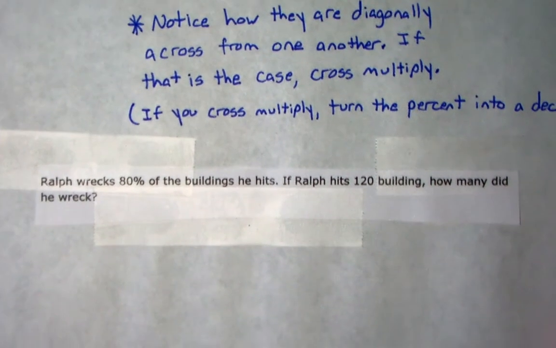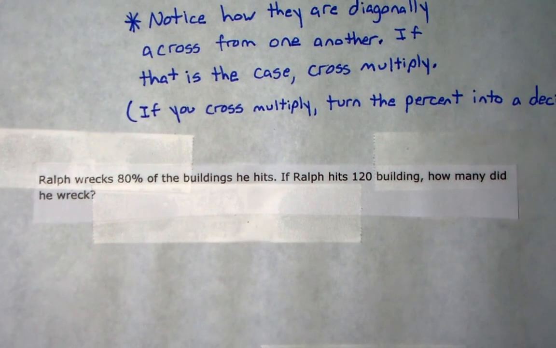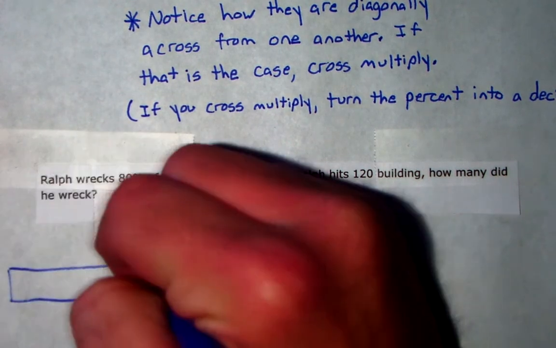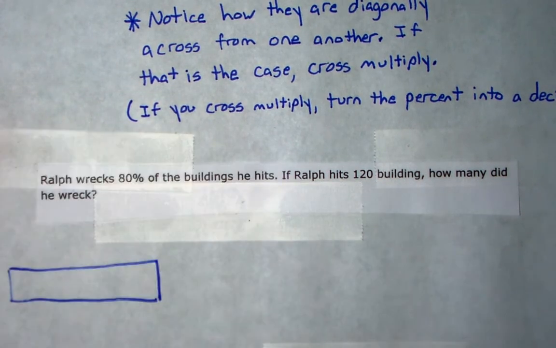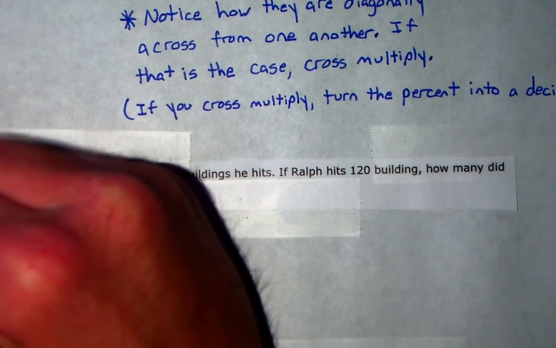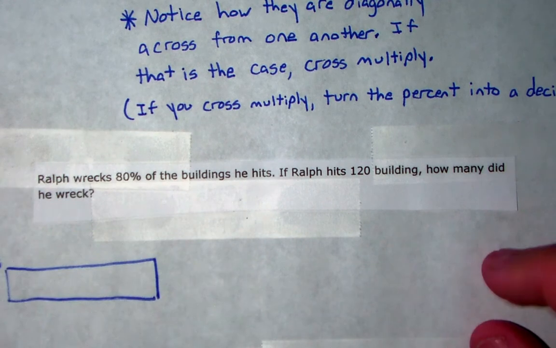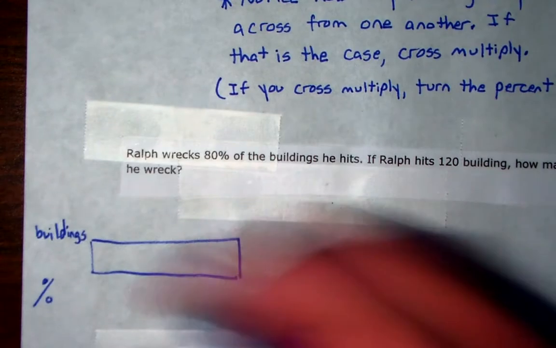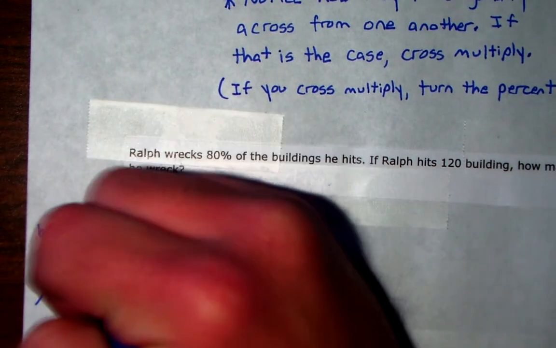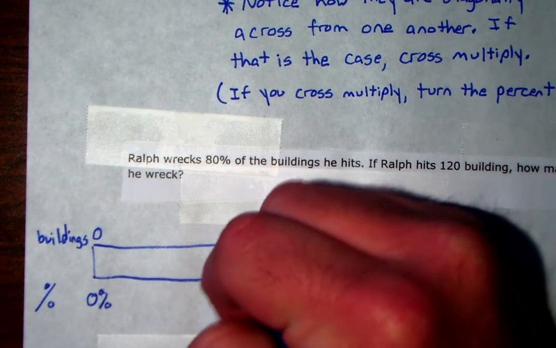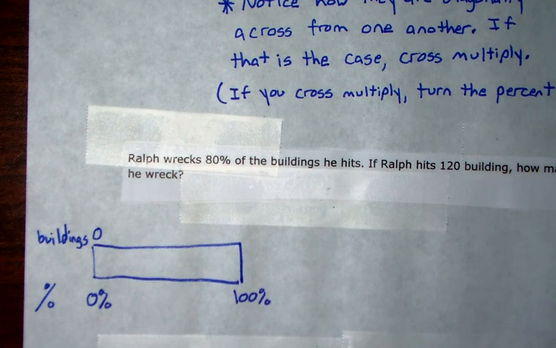The first one says, Ralph wrecks 80% of the buildings he hits. If Ralph hits 120 buildings, how many did he wreck? So here is my little percent bar. We're comparing buildings to percents. Well, guys, if there are no buildings, he can't wreck any of them. That would be 0%. 100% would mean how many buildings there are in total.